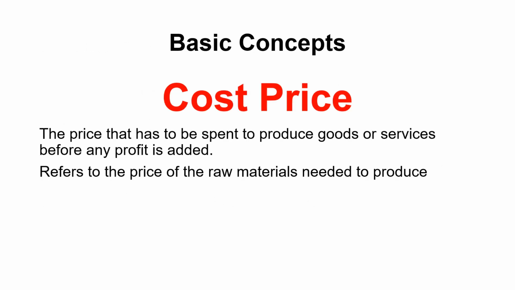So first, let's have the basic concepts, basic terms about buying and selling. The first one we have here is the cost price. When we say cost price, class, it is the price that has to be spent to produce goods or services before any profit is added. It refers to the price of the raw materials needed to produce.